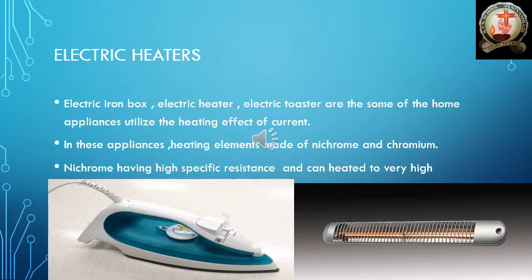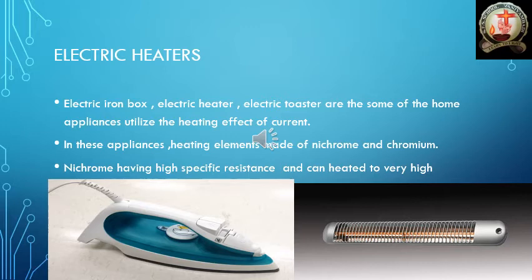These three electrical instruments, like the electric iron box, electric heater and electric toaster, are home appliances that work based on the heating effect of electric current. In these appliances, the heating elements are made of nichrome and chromium.